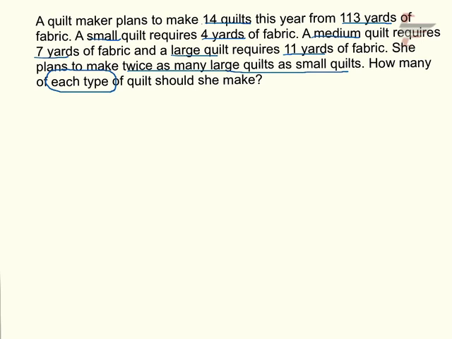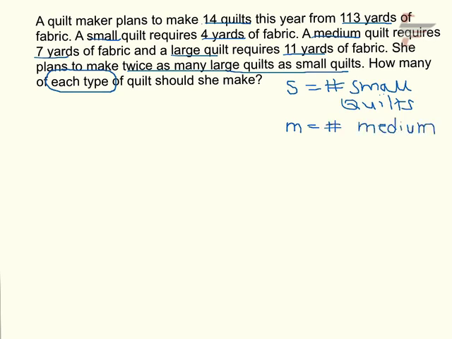So of course the first thing you want to do is define your variables. So I'm going to say S is the number of small quilts, and M is the number of medium quilts, and L will be the number of large quilts. So just so we can keep track of that. So then I go back to the beginning.